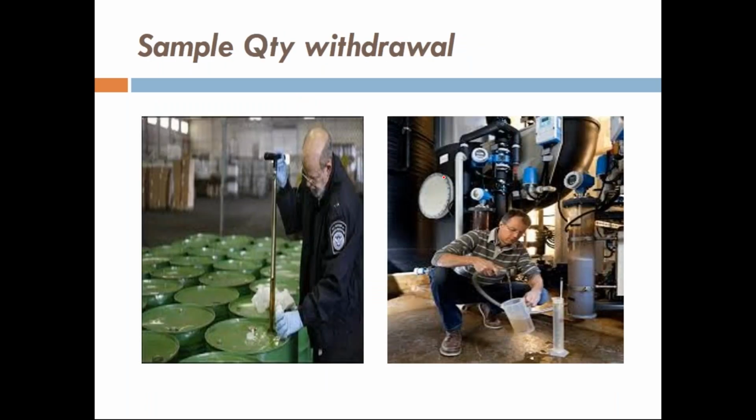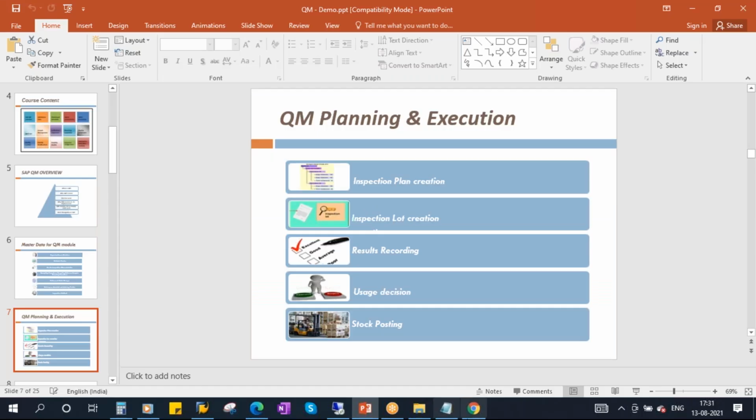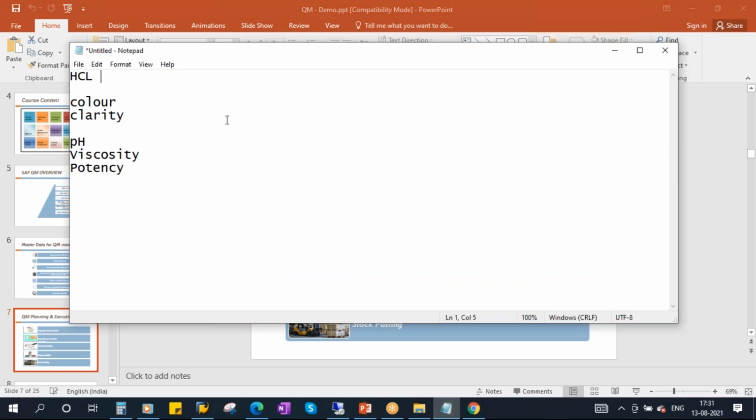Now let me go to the lot. Next one is the inspection lot. What is an inspection lot? Inspection lot is basically the request for a particular inspection of a material. Let's say you received a material, 1000 liters.